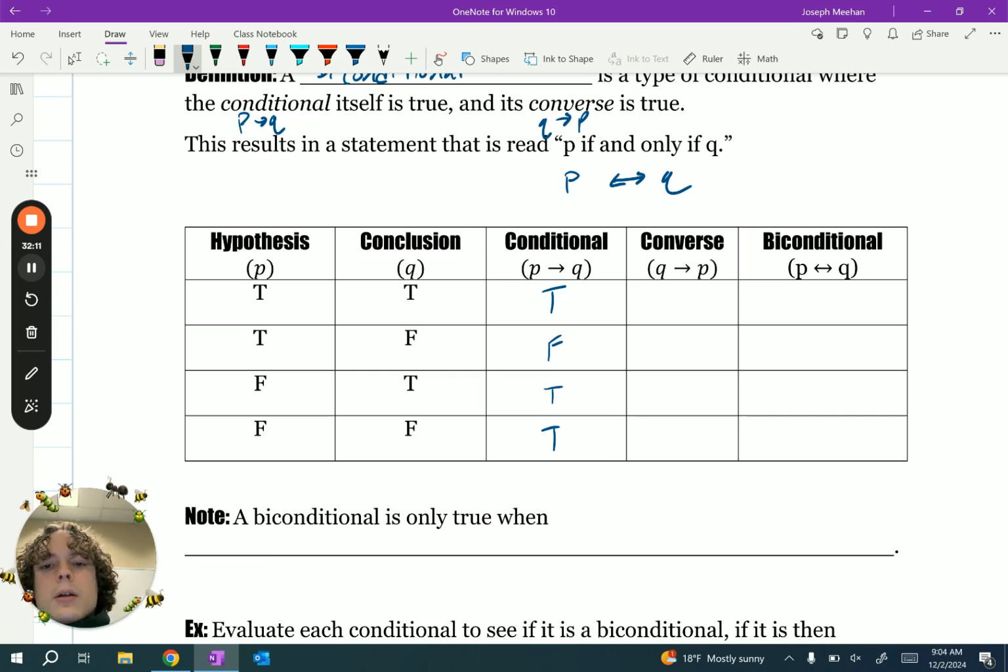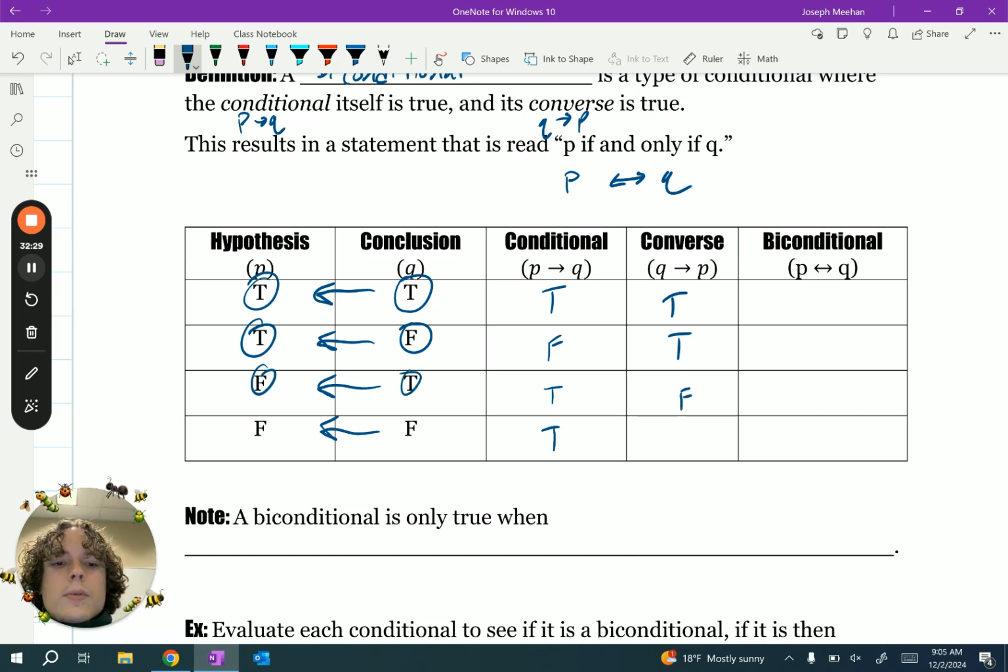Now the converse is if Q, then P, right? So that means we're going this way. If Q, then P. So for this first line, if we have true, then true, this is going to be true. If we have false then true, that's true. If we have true then false, that's false. If we have false then false, that's true. All right?